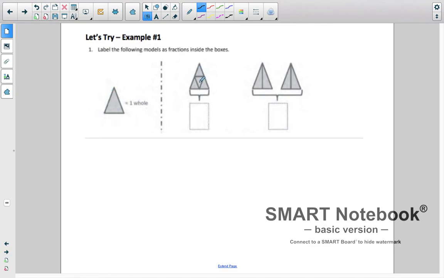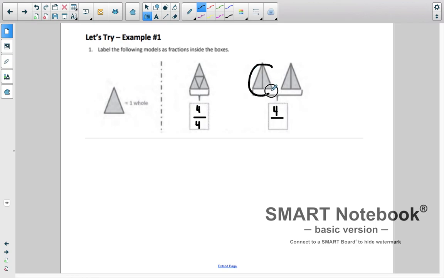Well, how many pieces are shaded? We have 4 pieces shaded. And how many altogether are there? How many little triangles are inside of here? 4. So it's going to equal 4 over 4. Now this one is a little bit different. I have 2 of these rectangles. So how many pieces are shaded? 1, 2, 3, 4. 4 pieces are shaded. Now let's look at this rectangle.